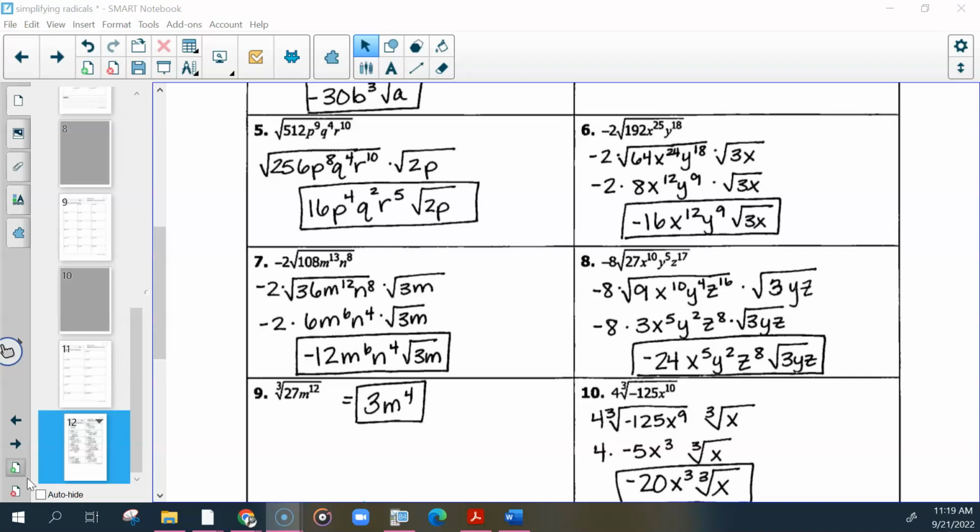And then 2 goes into 9 4 times, which would be 8 with 1 left over. 2 goes into 4 twice with 1 left over. And then 2 goes into 10 5 times with nothing left over. Nothing left over for the q's also. So then 16p to the 4th q squared r to the 5th times the square root of 2p is your final answer. There's a lot of variables going on there.